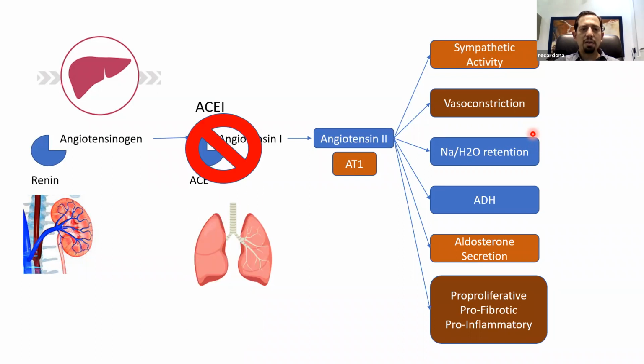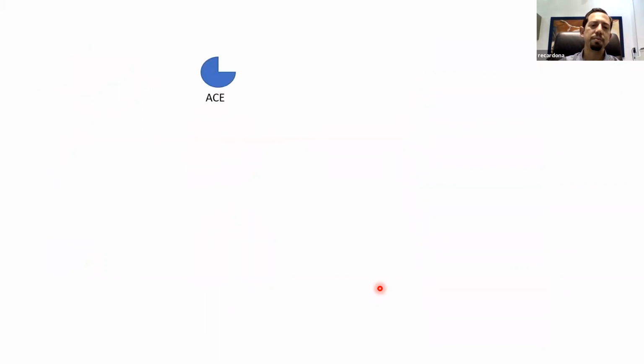So ACE inhibitors, as the name would suggest, are agents that act on the angiotensin converting enzyme. They inhibit the angiotensin converting enzyme. And through this mechanism, we're going to decrease the production of angiotensin 2. That means less sympathetic activity, less vasoconstriction, less sodium and water retention, less antidiuretic hormone, less aldosterone secretion, and less of this pro-proliferative, pro-fibrotic, pro-inflammatory profile.